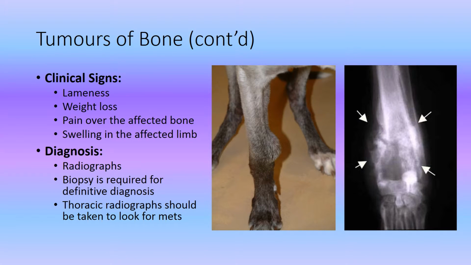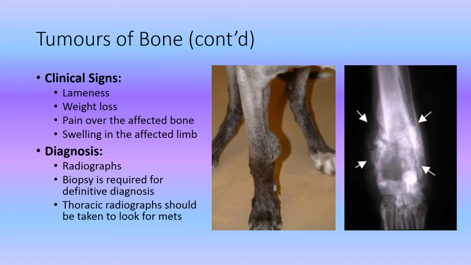Clinical signs: lameness, weight loss, pain over the affected bone, and you're also typically going to see swelling like you see in this picture here. Be diagnosed by taking a radiograph. A biopsy is usually required for definitive diagnosis, except most of the time we don't go that route. The radiograph is pretty indicative of the tumor, and we know the prognosis is not good with osteosarcomas.